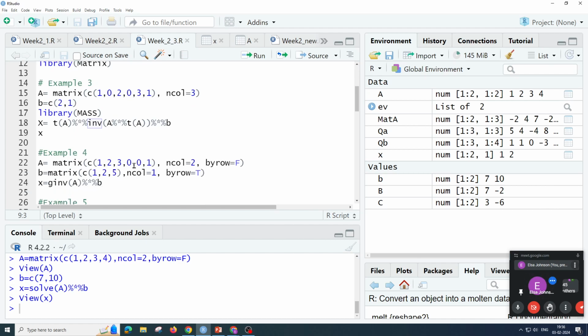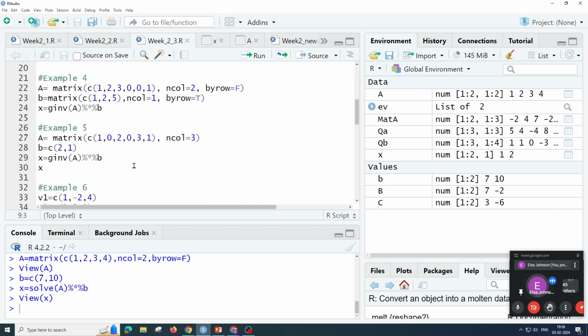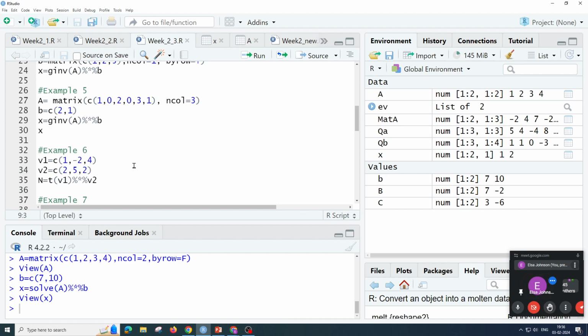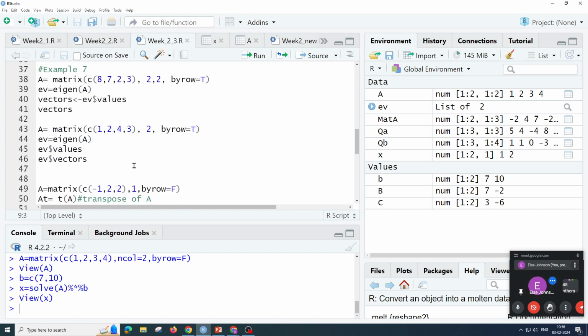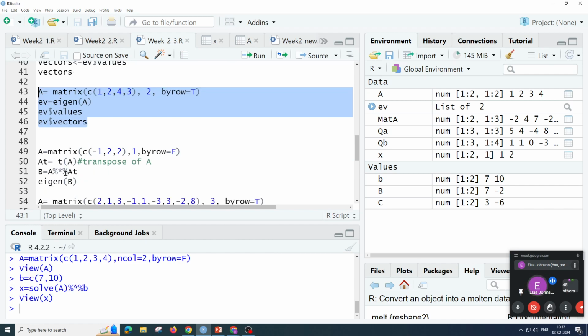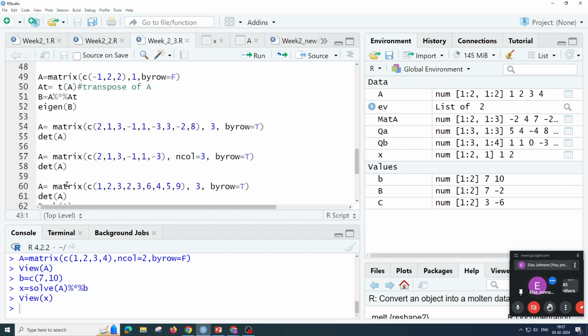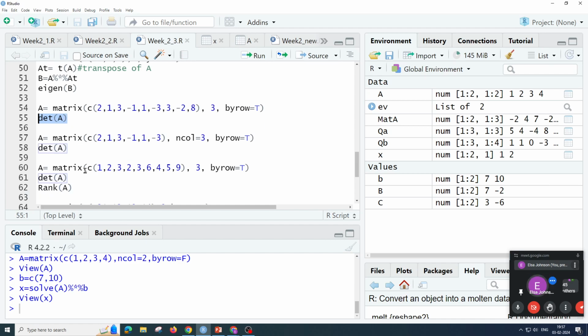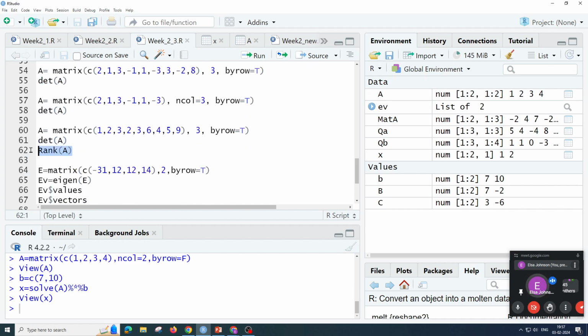Then is there anything extra? Eigenvalues and eigenvectors you can find, like A equal to matrix 2 by row equal to true. Then I have told this, right? Then transpose like this. Determinant you can find out by giving det of A. Then rank of a matrix you can find out with rank of A.